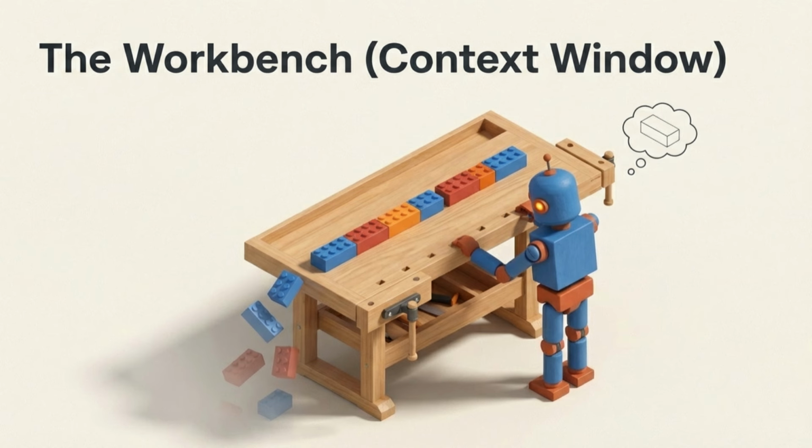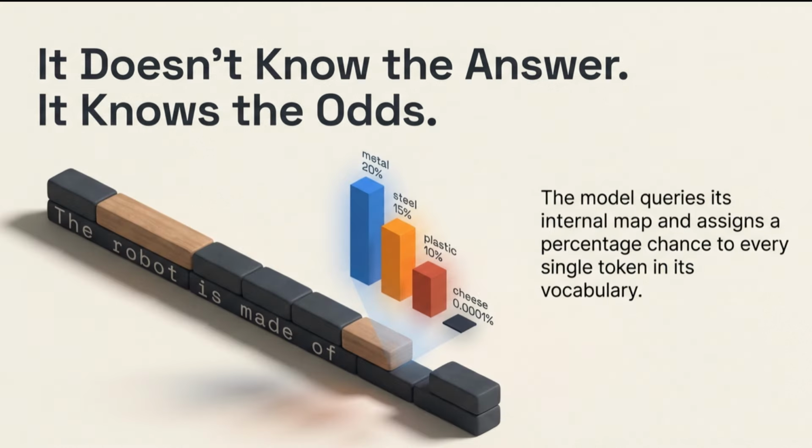It looks at its entire dictionary and assigns a percentage chance to every word. If the sentence is, the robot is made of, the word metal might have a 20% chance, steel might be 15%, cheese might be 0.0001%. Okay, but this is where I get skeptical.